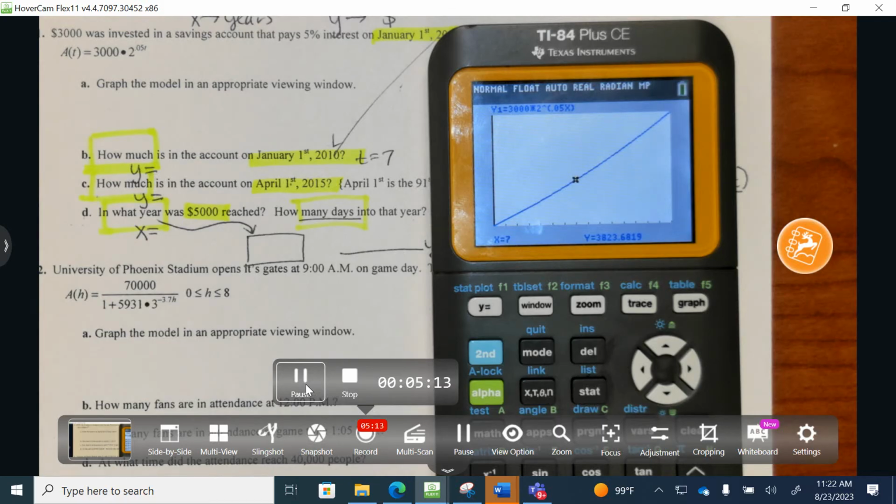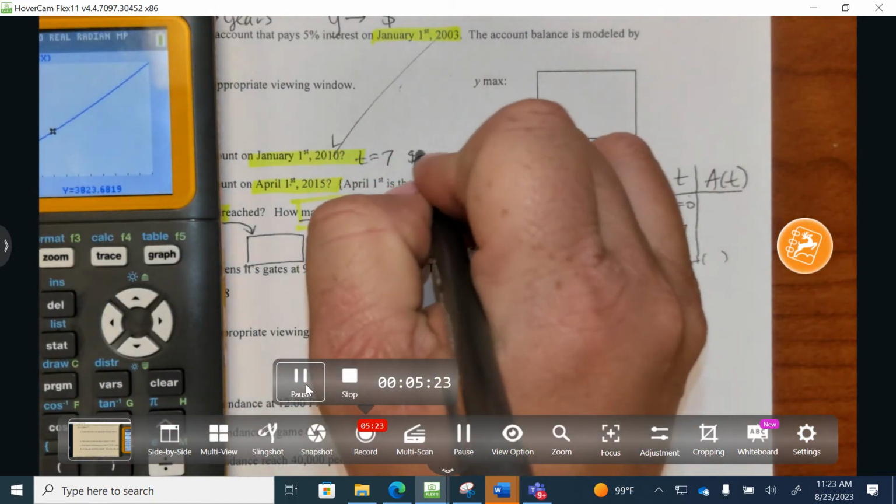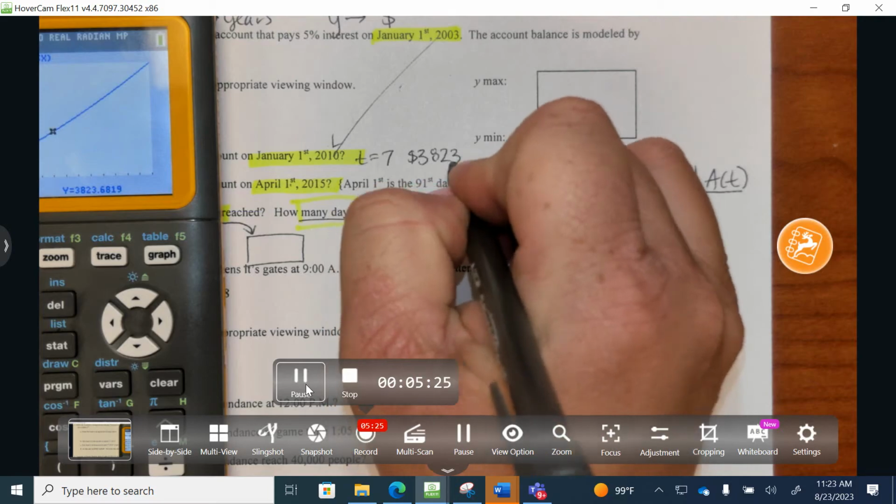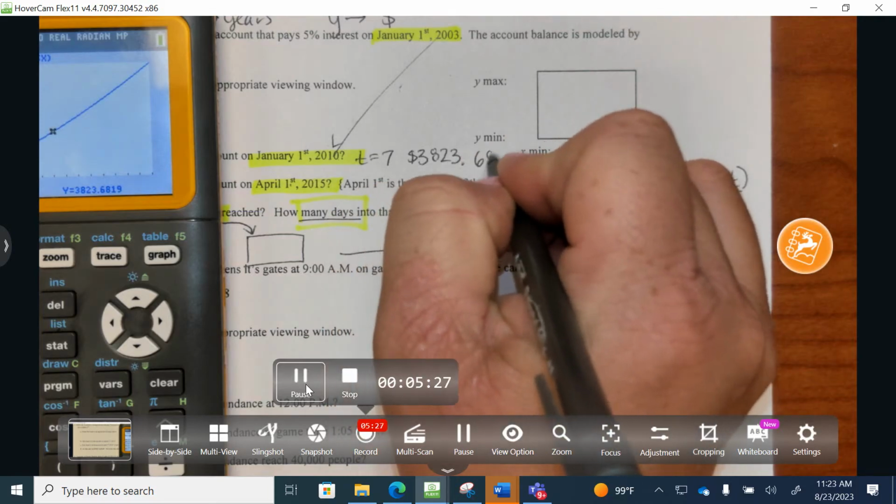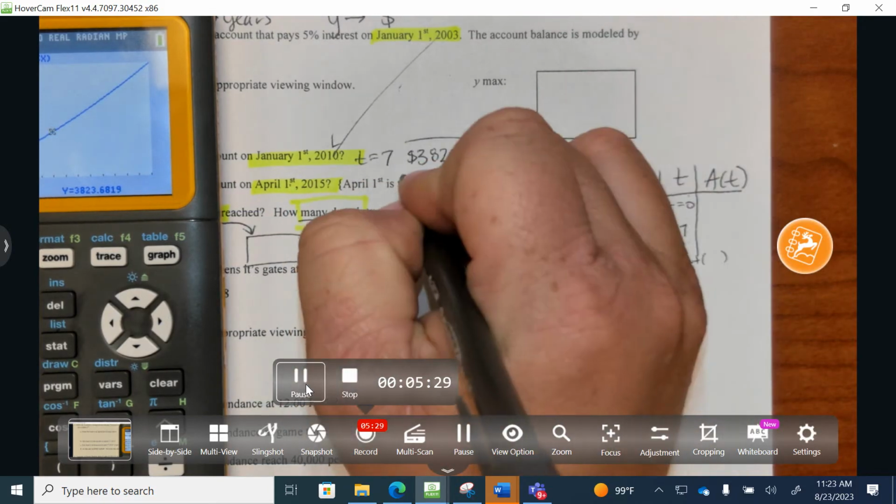Okay, the very next thing we're going to do here is round this to the nearest cent. Please do that. So I have an answer of $38,023.68. This is my answer for part B.